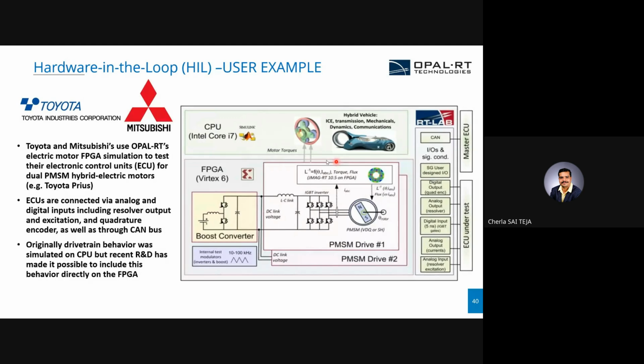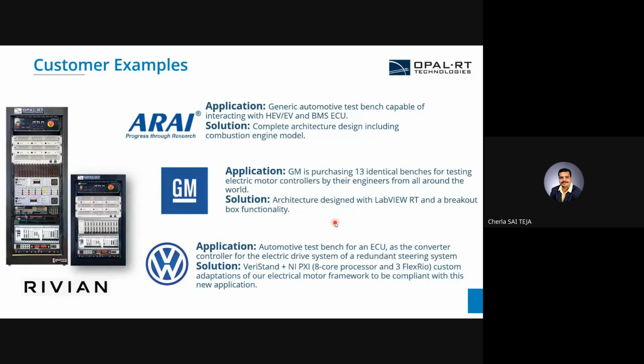These are some of our users. This one is from Toyota and Mitsubishi. They are using our solution, Opal-RT's electric motor FPGA solution, to test and validate their electronic control unit for a dual PMSM HEV motor, the hybrid electric motor for the Toyota Prius. These are some of our success stories. Our simulators find their application in ARAI. ARAI is the testing agency in India. Whatever new vehicle you see on the road, it should go through them. We have two to three testing agencies, and a vehicle should be certified by them before it comes on the road. So ARAI uses our simulators.